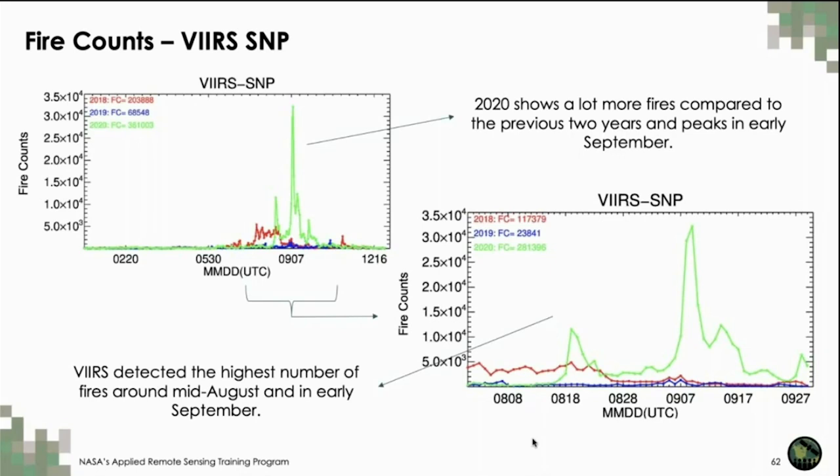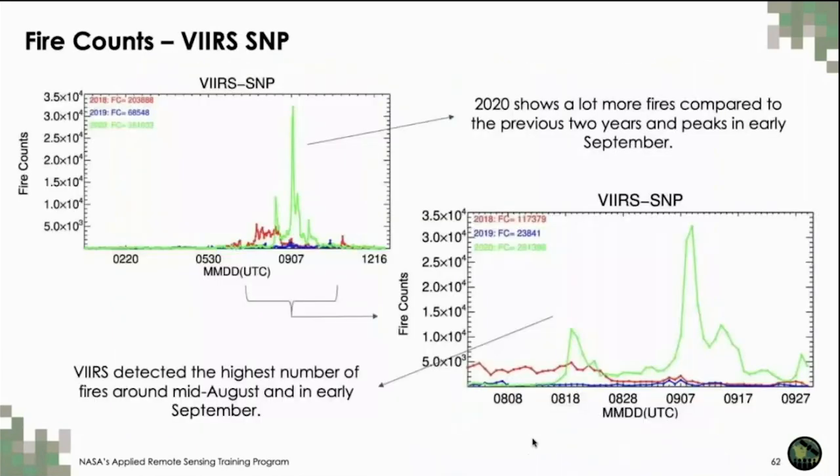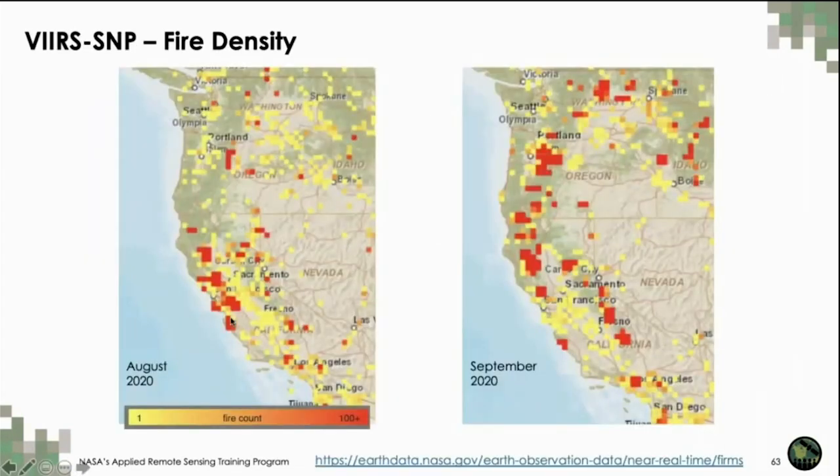Now, I also wanted to see the difference between August and September. As you can see, the number of fires is much smaller in August as compared to September. And if you look at the spatial distribution of the fire density map, which we saw in FIRMS, you can see most of the fires were concentrated in the California region in August. But as you move to September, these fires actually started propagating to the north, and you started seeing a lot more fire in Oregon and Washington, with these red color values, which are fire counts larger than 100. Again, done using the FIRMS website as we saw earlier.